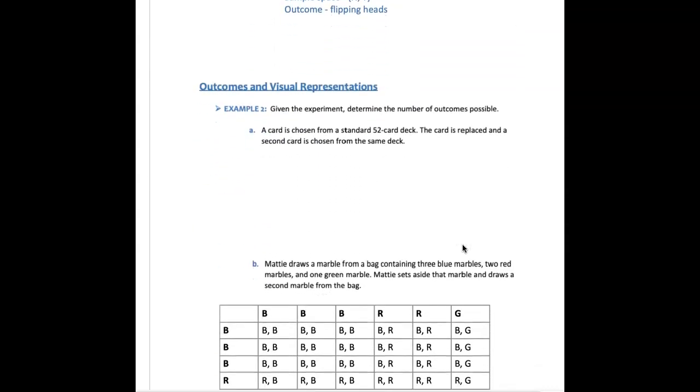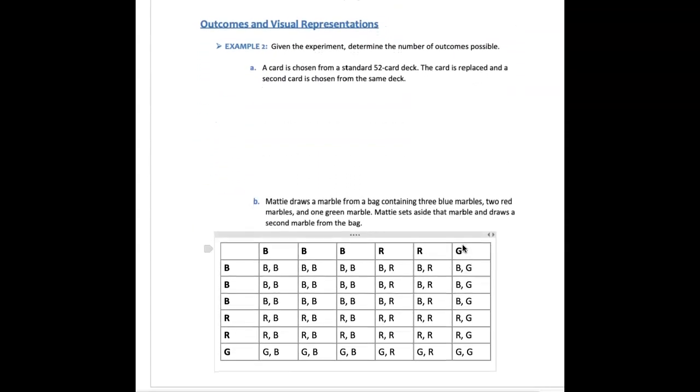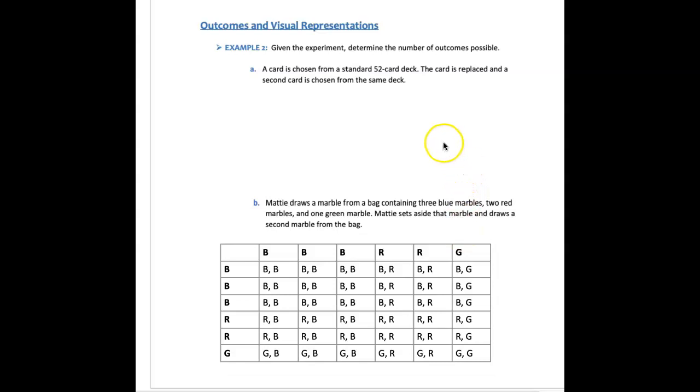Okay, moving on. Example 2 falls under the outcomes and visual representations section of 4.3. In this section, we're thinking a little bit more about how we can visualize what's going on here, right? To think about more complex experiments, how can we get a visual to help us determine the number of outcomes possible?